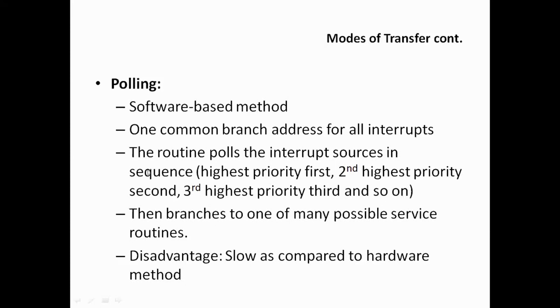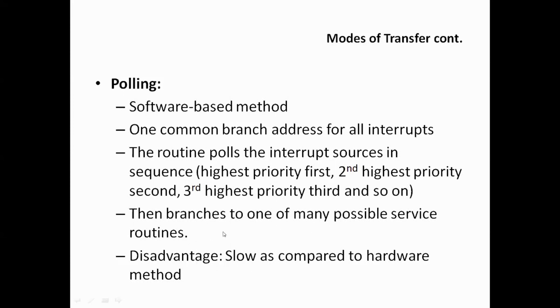But this is the software method which is called polling. This polling has one disadvantage, that it is slower as compared to the hardware method. Why slower? Because to do this you have to run a program. That means whenever an interrupt comes, there will be a program that is continuously to be run. So this running of the program takes extra time.